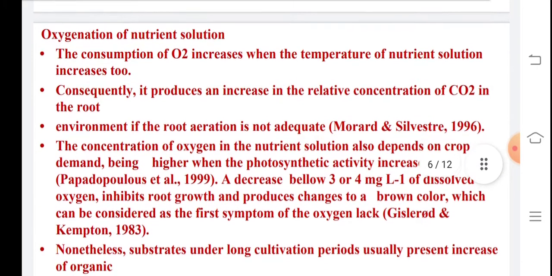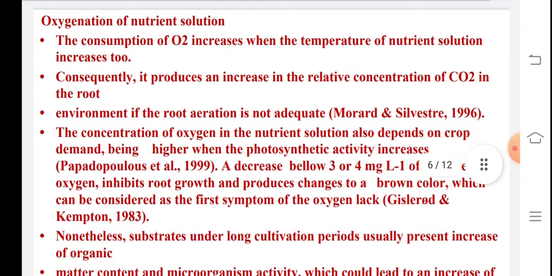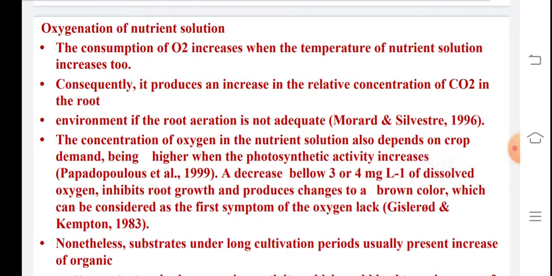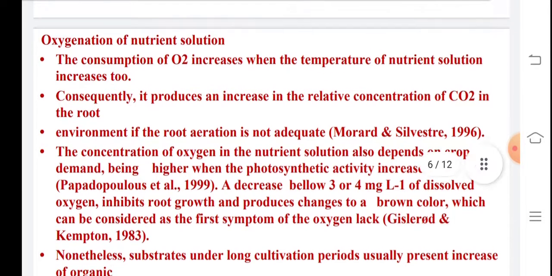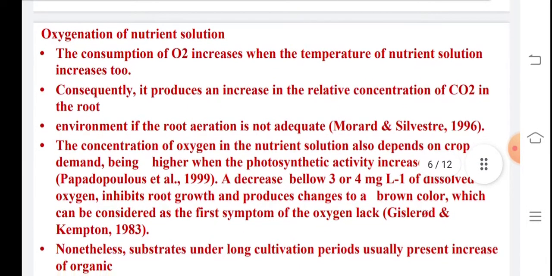Then oxygenation of the nutrient solution. The consumption of oxygen increases when the temperature of the nutrient solution increases too. Then it produces an increase in the relative concentration of CO2 in the root environment, if the root aeration is not adequate, so it shows this condition. It is shown by Morard and other scientists.